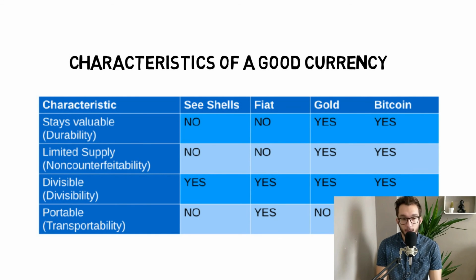And also portability, transportability. This is important, so you don't have to carry around some huge coins or something, some physical stuff. Bitcoin totally just digital, everything in your pocket.